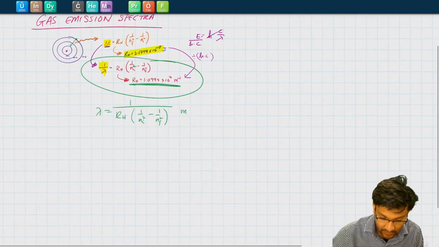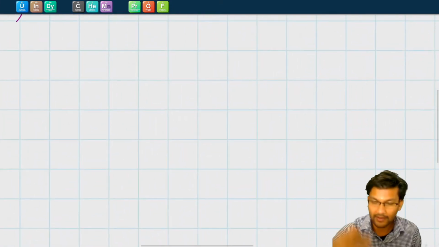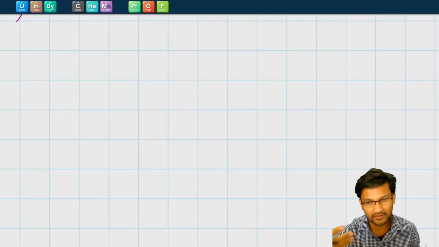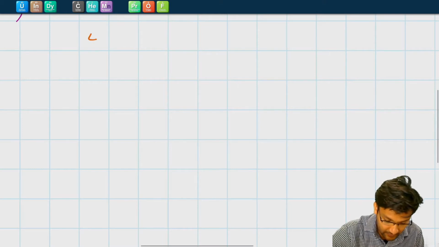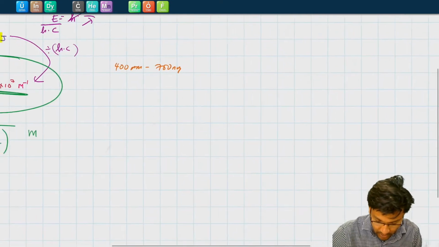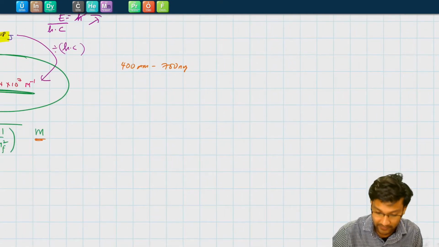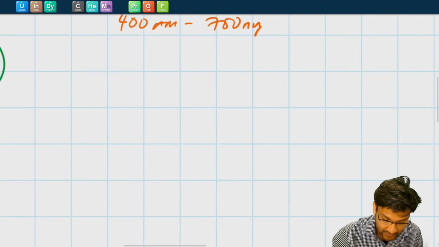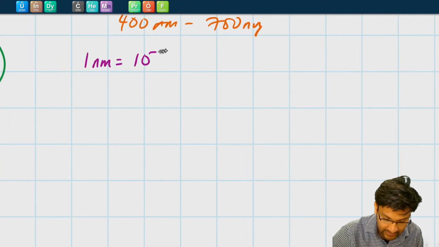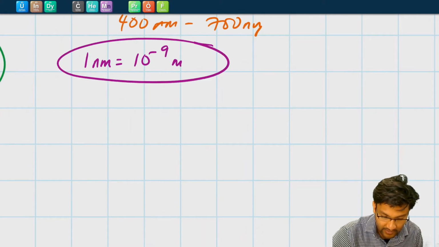However, the other thing that I want to point out is that since visible light is in the nanometer range, right, between 400 nanometers to about 700 nanometers, it's more convenient to convert wavelengths from meters to nanometers. And so just to remind you, 1 nanometer is 10 to the minus 9 meters. So we need to use that conversion.